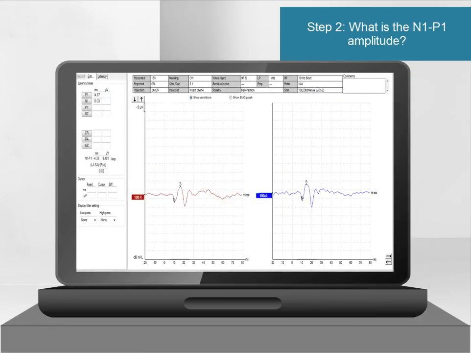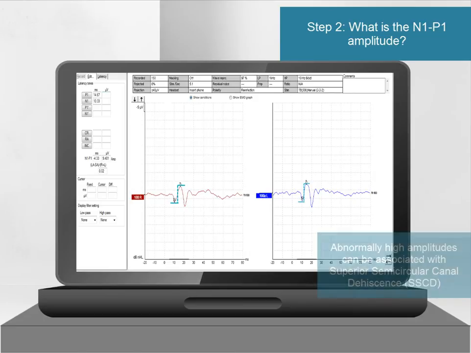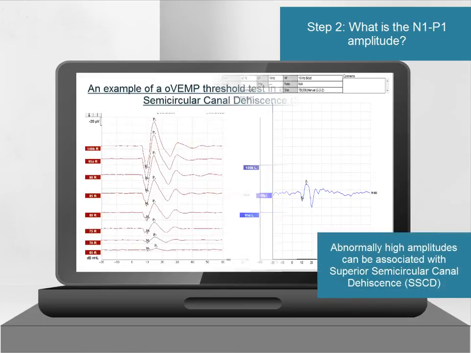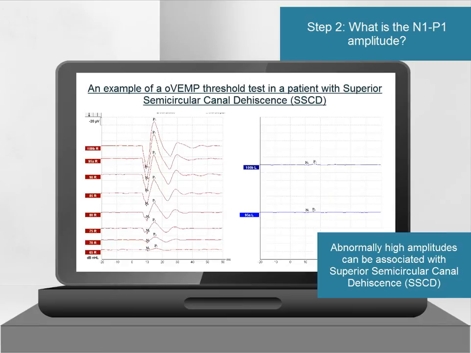Next, one can look at the amplitude of the N1-P1 response. If this is abnormally high, then this can suggest the presence of superior semicircular canal dehiscence. Some clinicians will recommend that the VEMP threshold is found in such a case.